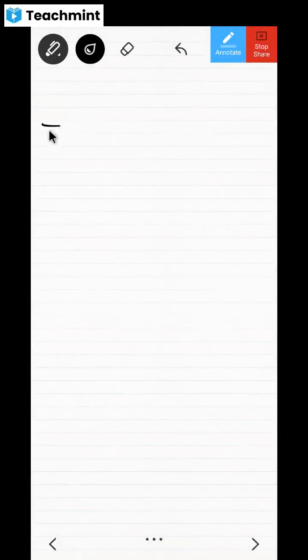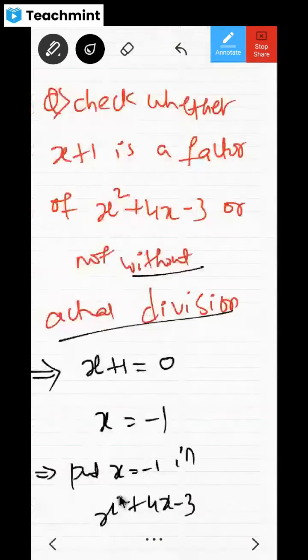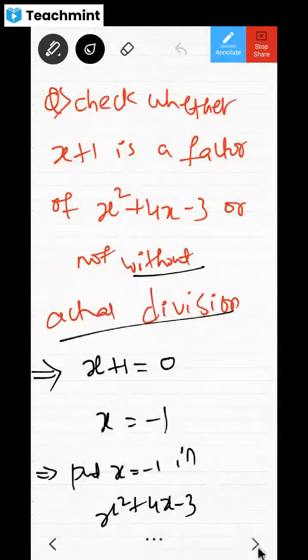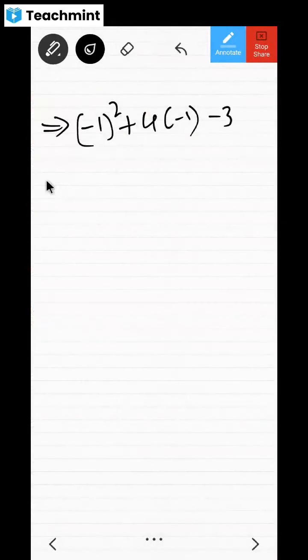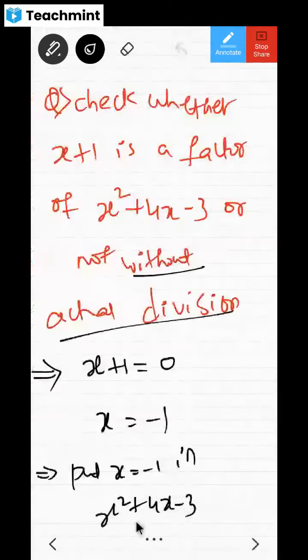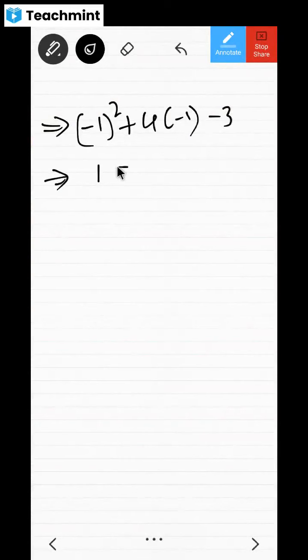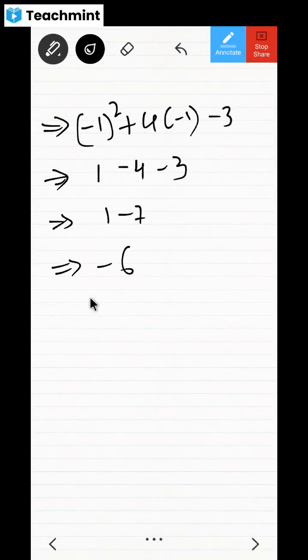So that becomes minus 1 whole square plus 4 into minus 1, and it is like minus 3. So what it becomes? Whatever I have written, is it okay? So minus 1 whole square is 1. Then minus 4. Then minus 3. Then it is like 1 minus 7. 1 minus 7 is minus 6, no? And this minus 6 is remainder or not? This minus 6 is the remainder and it is not equal to 0.